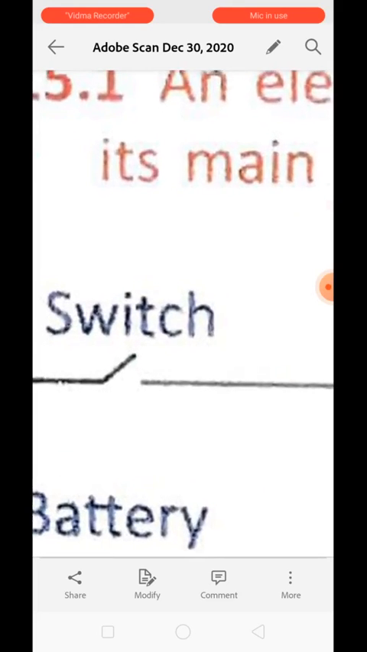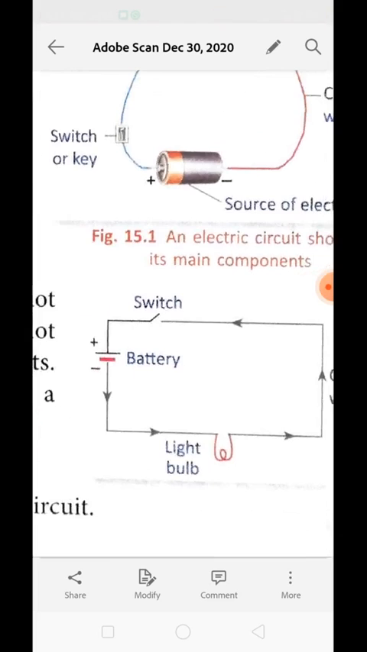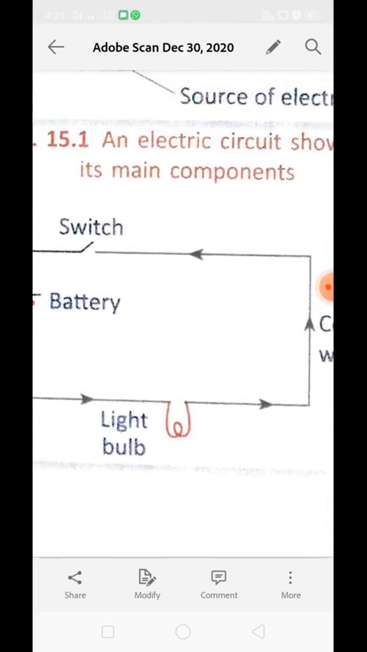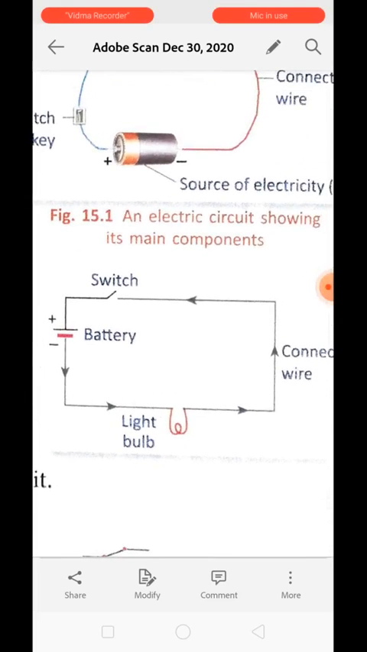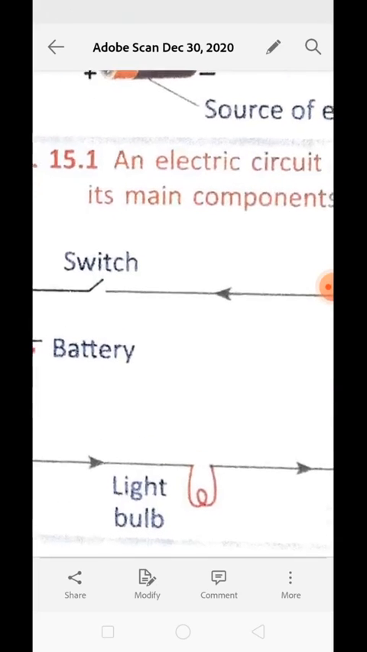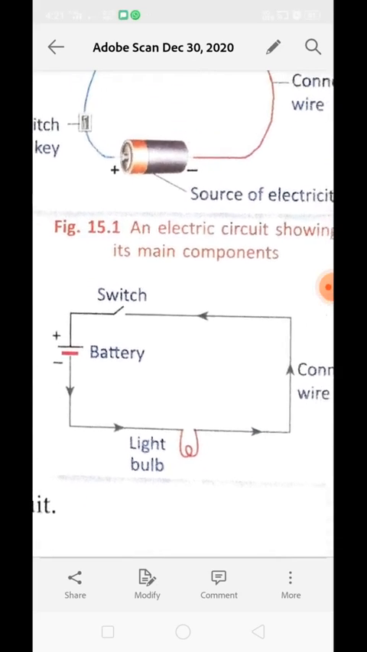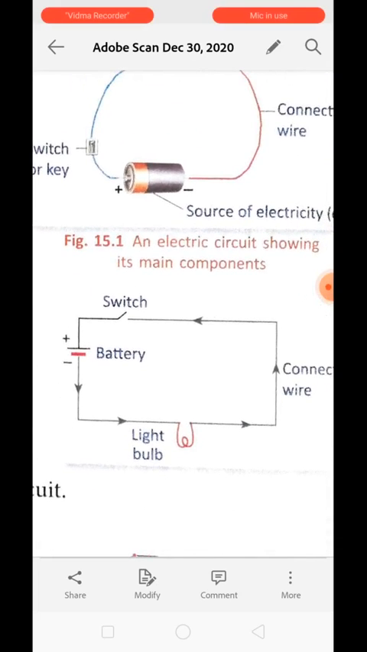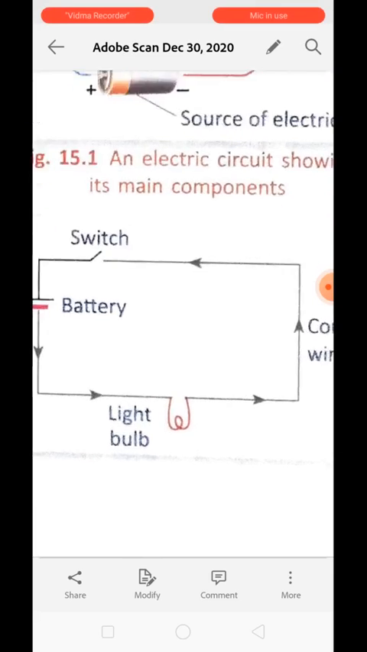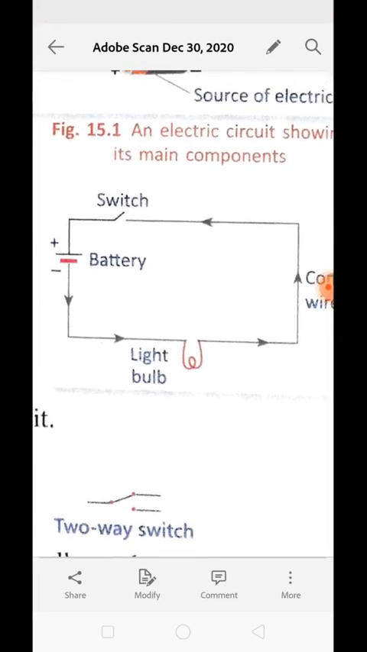Okay, see over here, the switch is open. It means the bulb is not glowing. Whenever the switch is open, the bulb will never glow. And when the switch is closed, the bulb will glow. Okay, understood? The devices are represented by symbols in a circuit diagram. As you can see over here, this is known as a circuit diagram. This whole diagram over here is known as a circuit diagram.